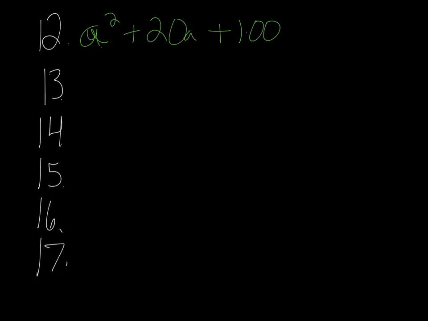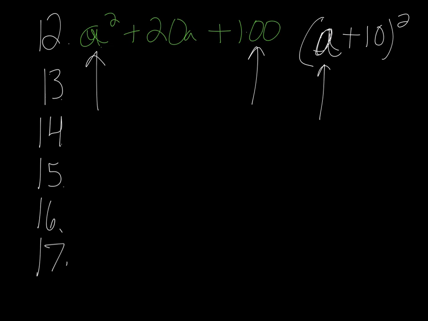Number 12, since we have the same product twice, it's the same thing as a plus 10 squared. The same binomial twice, I mean. And so we know it's going to be the square of the first term, which goes here, the square of the last term, which goes at the end, a squared plus 2ab plus b squared. And then in the middle here, it's going to be 2ab.